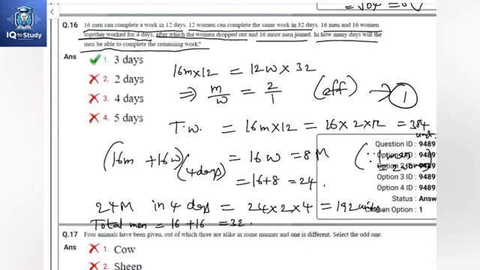So work done by 32 men per day is equal to 32 into 2 into 1, which is equal to 64. According to the question, we have to find out the total number of days taken by 32 men to complete the remaining work. So it becomes 192 divided by 64, which is equal to 3 days. So option 1 is correct.